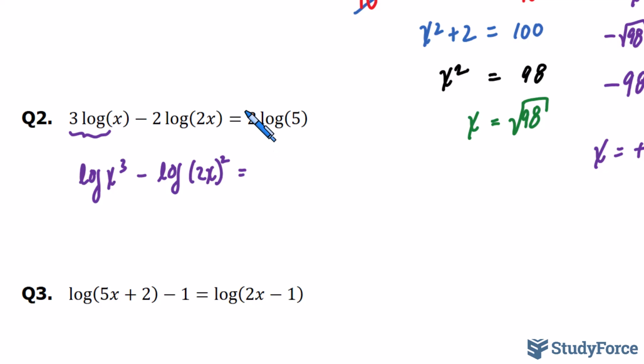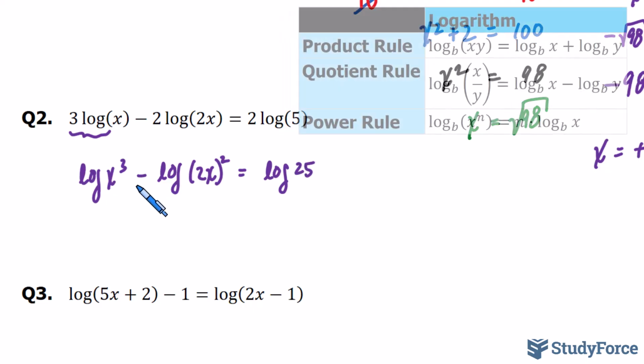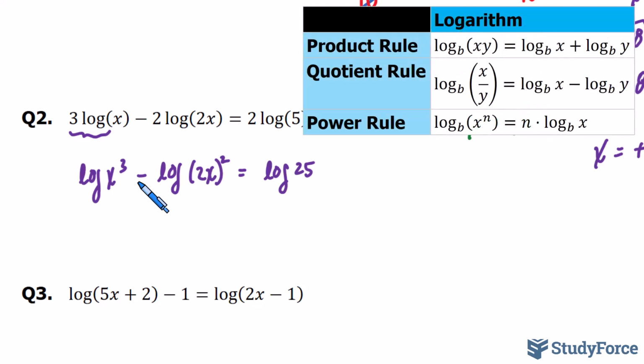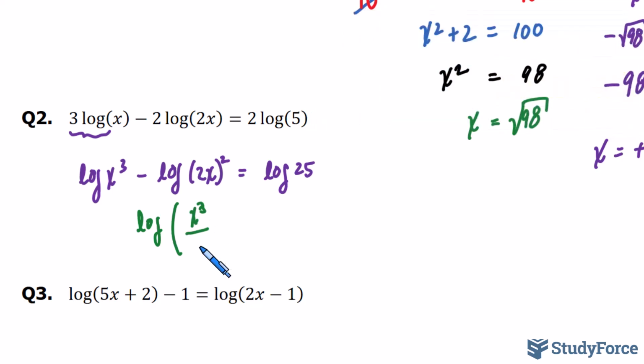And I'll do the same thing on the right side, which is log 5 to the power of 2, which simply becomes 25. Another property of log that I'll apply to the left side is the one involving subtraction. So we have a difference of 2 logs of the same base. We can write this as a quotient such that we have log, and we'll write down x to the power of 3 at the top, and 2x to the power of 2, which happens to be 4x squared at the bottom, and we'll leave this as log 25.